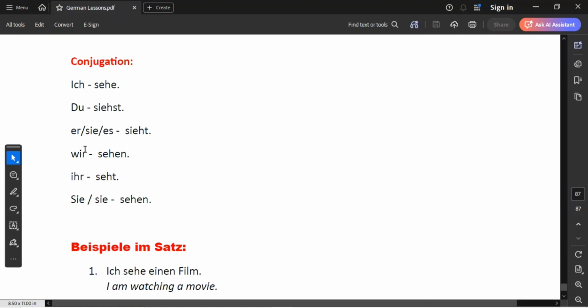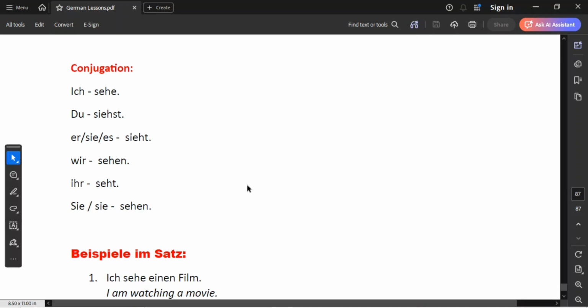As you can see, wir and sie, they are the same. We have sehen, sehen. So, Beispiel im Satz: Ich sehe einen Film. Ich sehe einen Film, meaning I'm watching a movie.